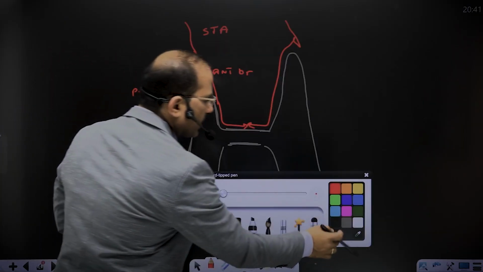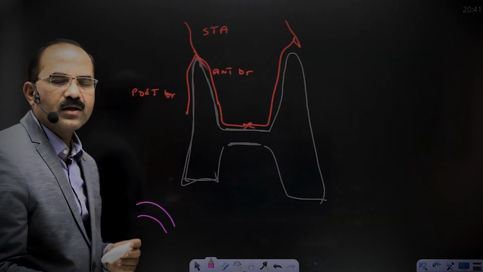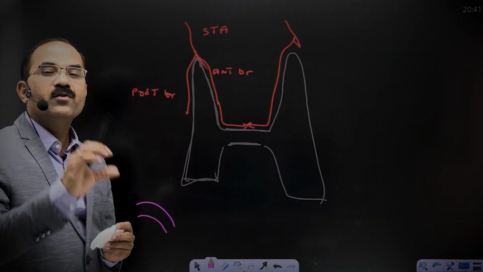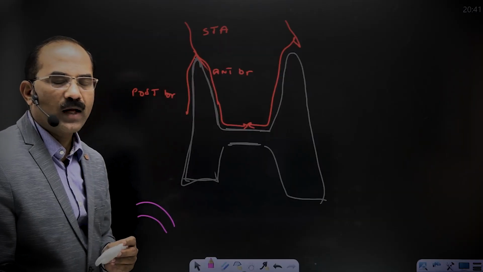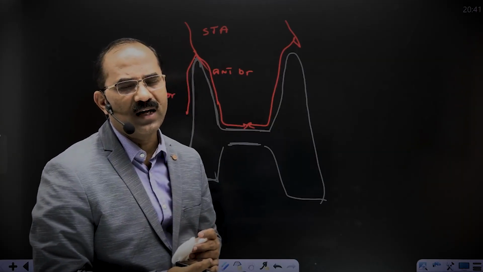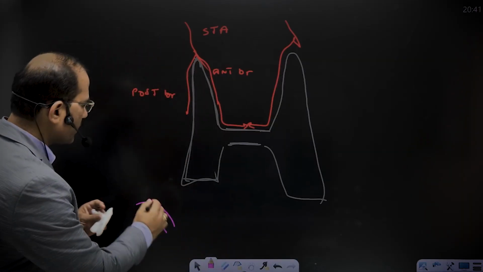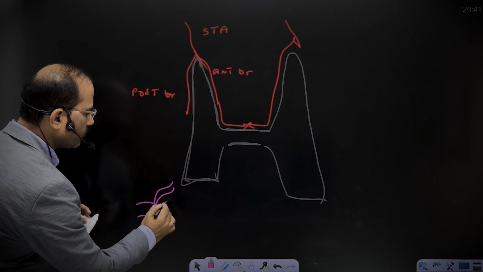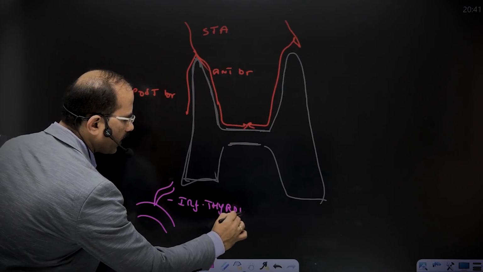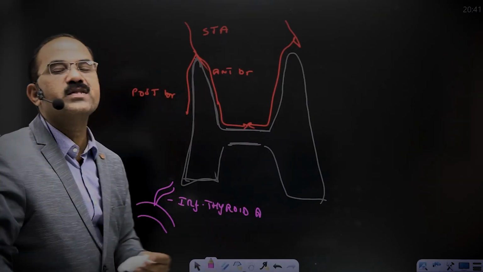Now, there's another artery here. What is this? That's a subclavian artery. The subclavian artery has got three parts. Right, we get the inferior thyroid artery, which is a branch of thyrocervical trunk, which is a branch of subclavian artery. So subclavian artery gives the thyrocervical trunk. The thyrocervical trunk gives a branch here. This is the inferior thyroid artery. So inferior thyroid artery is a branch of thyrocervical trunk, which is a branch of subclavian artery.